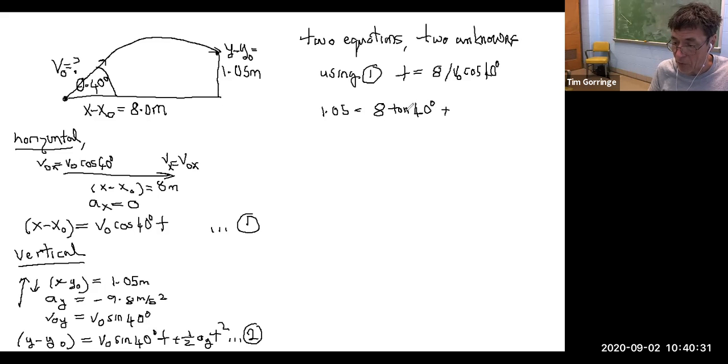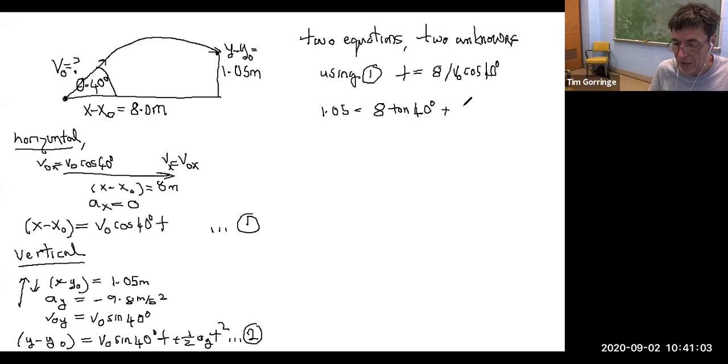So what happened there was, when I substituted in this expression for the time, this v naught in the denominator canceled with this v naught in the numerator. So those two v naughts canceled out. That's why I don't have a v naught here. And also, I had a sine 40 degrees divided by a cosine 40 degrees, and that's just simply tan of 40 degrees. So I get this simple term here.